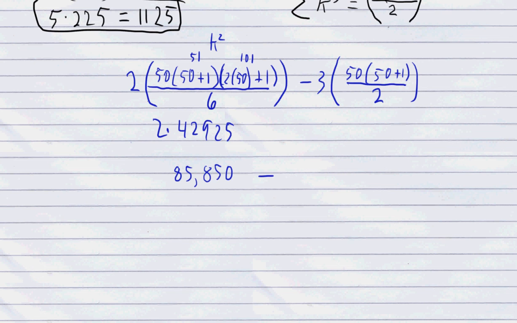Okay, minus, so up here, this of course is 51, so we're going to do 50 times 51 divided by 2. So now we've got 3 times 1275, that's 3825. And now we do the subtraction. And that's 8225.